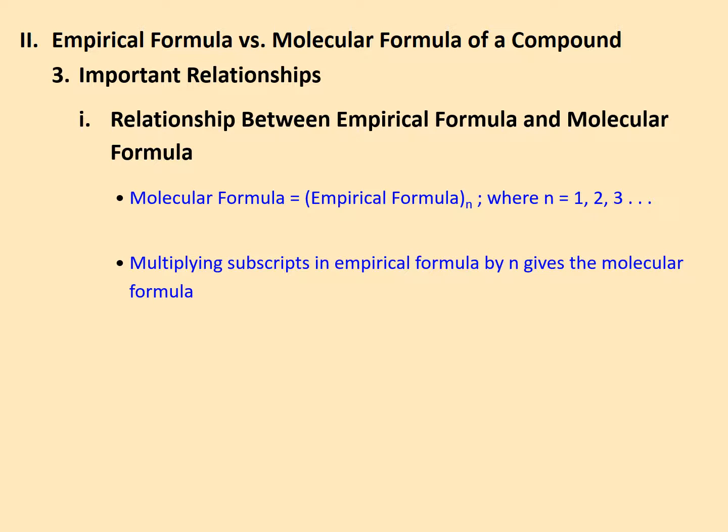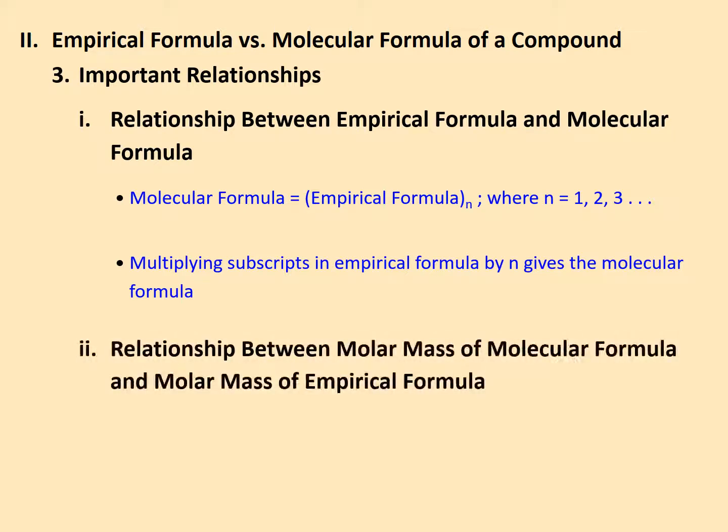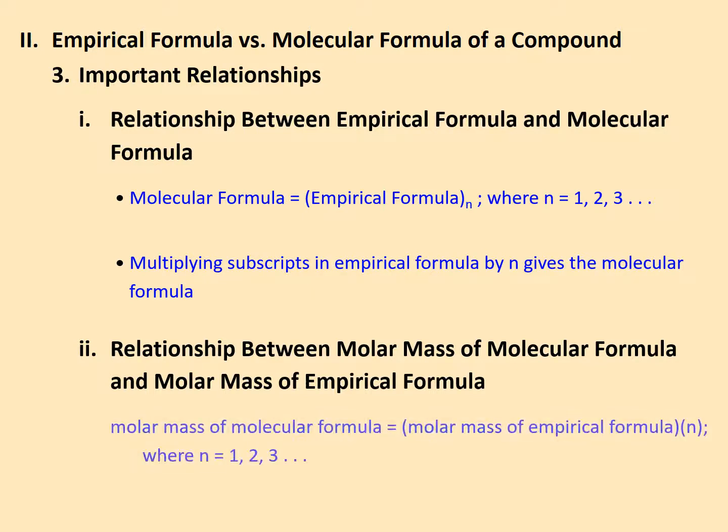If we can get the molecular formula by multiplying the number of each type of atom in the empirical formula by a whole number, we just said n, then it would make sense that the molar mass of the molecular formula containing the true number of atoms could be obtained by multiplying the mass of the empirical formula by the same whole number n. Now, in the next slides, we'll take a look at some examples to better understand these relationships.